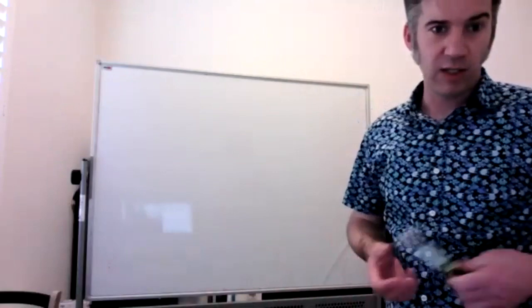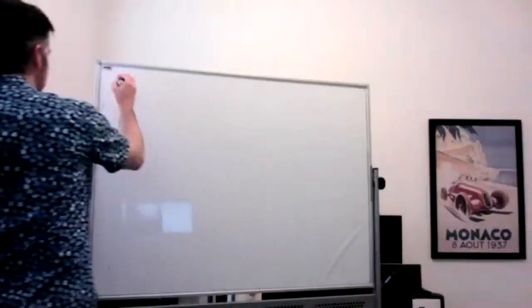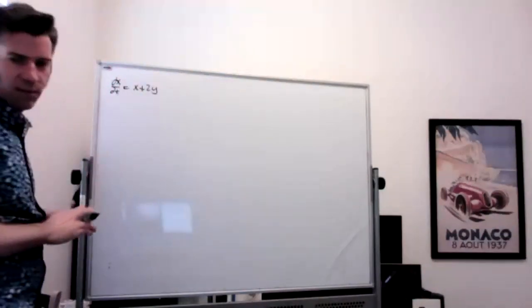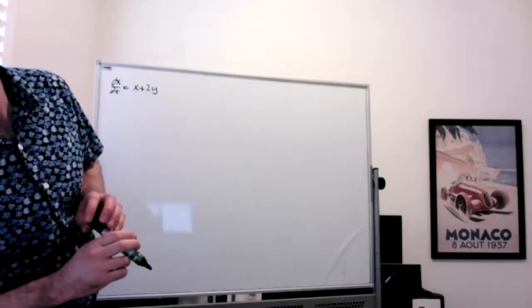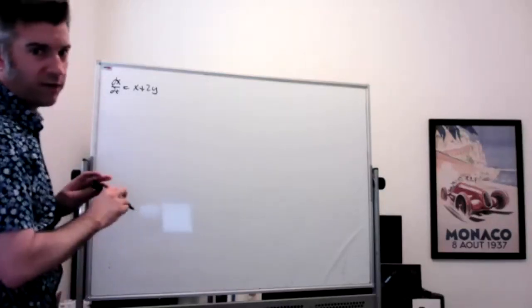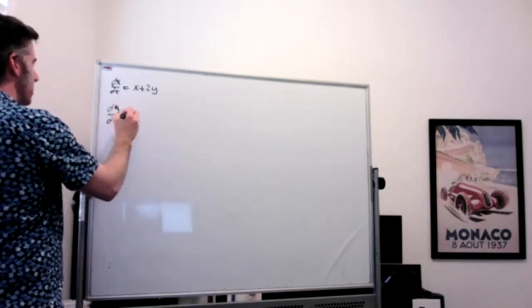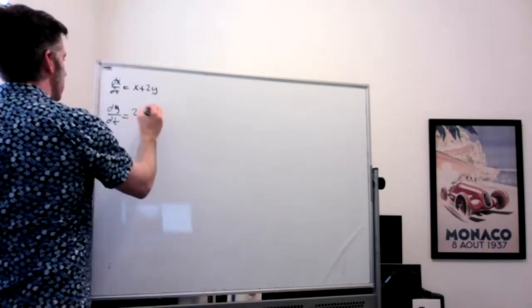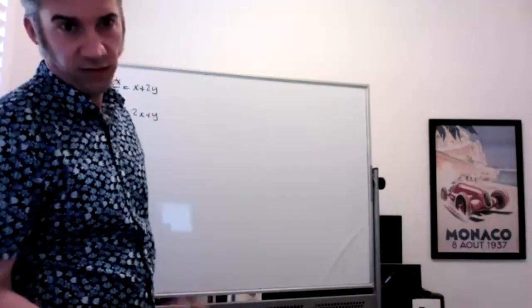So I've got the system of equations, dx/dt equals x plus 2y, and dy/dt is 2x plus y. I feel like I meant to change that to something else, but I might have forgotten to. Oh well, it'll be fine. Find the eigenvalues and eigenvectors of the system, and write the general solution for the system of equations.